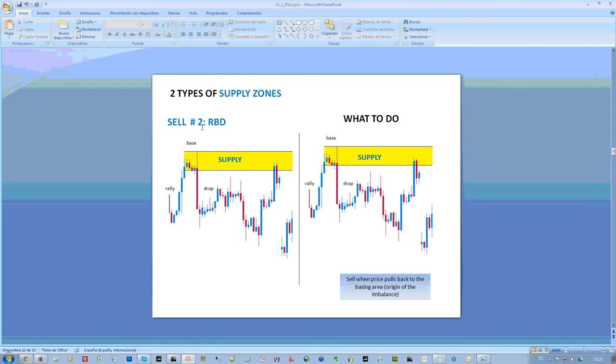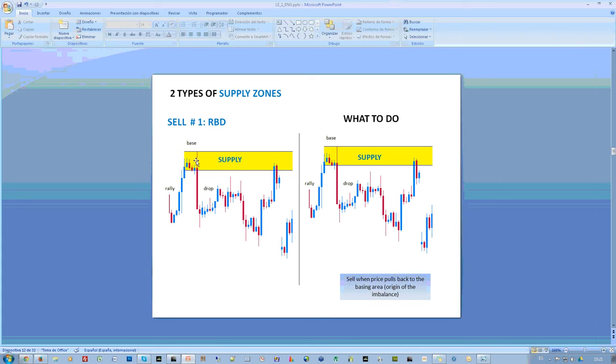The first type of level that we have is the rally-based drop. As you can see here, if you watch the previous video about how to draw a level, you will understand that this is the first leg, this is the base, and this is the drop. So we have a rally, base, and a drop forming a supply area. This is a distal line, this is the proximal line, this whole area in yellow is the base area, and the whole thing forms a supply.